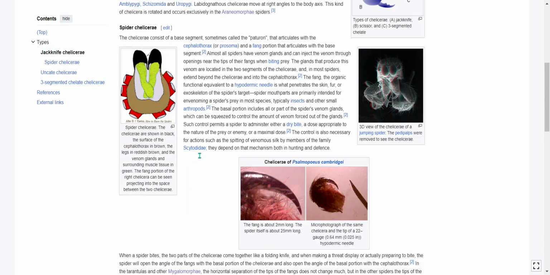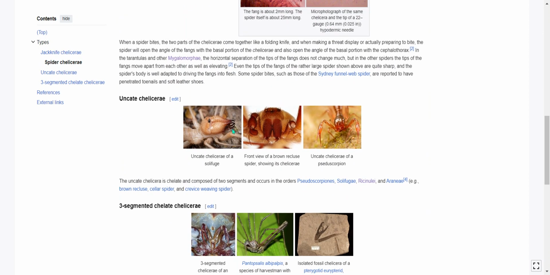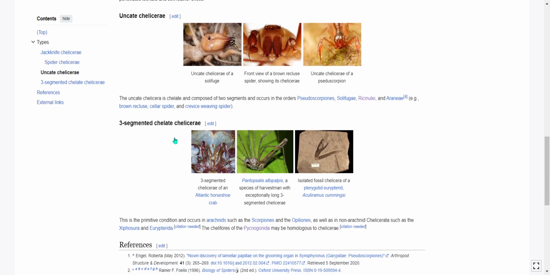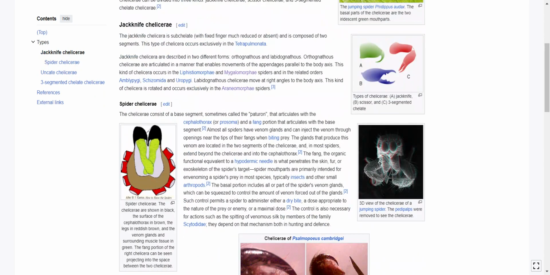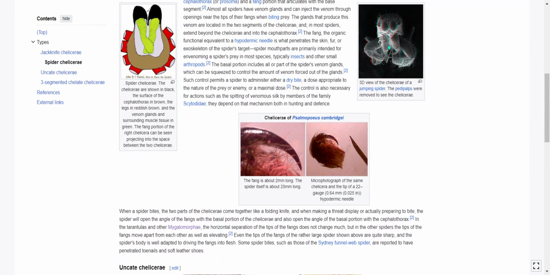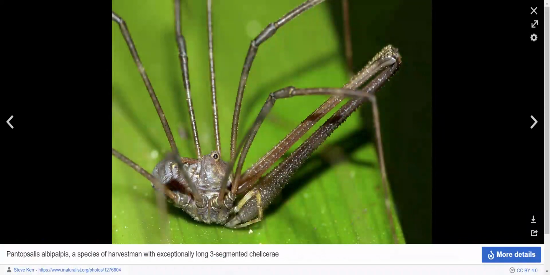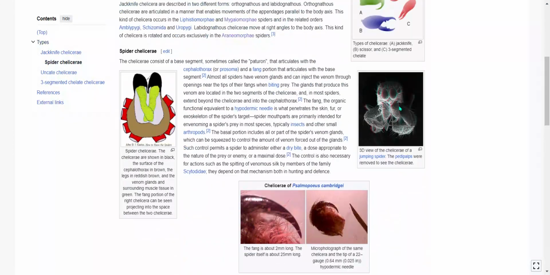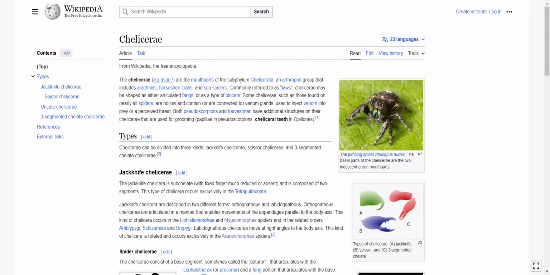We have the uncate chelicerae, which are the scissor ones, and they look like scissors, and then the three-segment chelicerae, which are like more articulated claws, three segments of claws. And these jackknife ones, and I guess also the scissor chelicerae, have venom pouches, and maybe these guys have venom pouches? I don't know. Uncertain from what I've read. But yeah, they can control the venom, and they are very sharp in the jackknife version. Anyway, that article ended up taking a bit longer than I expected. So that'll be it for today.